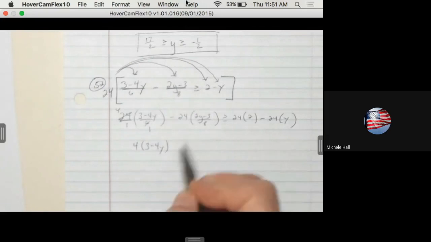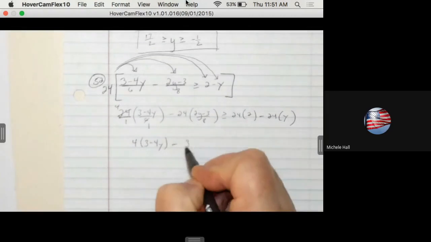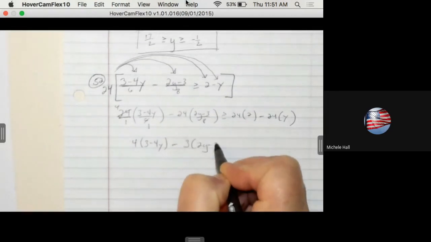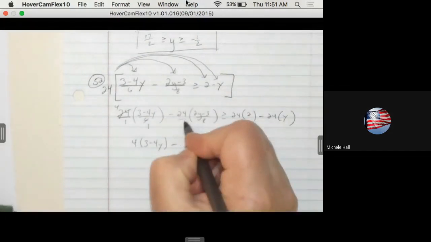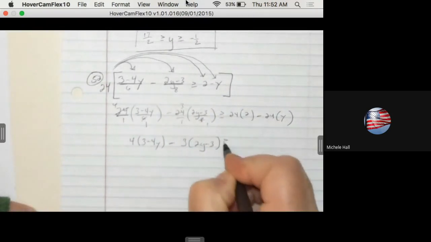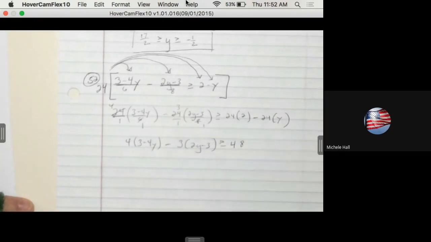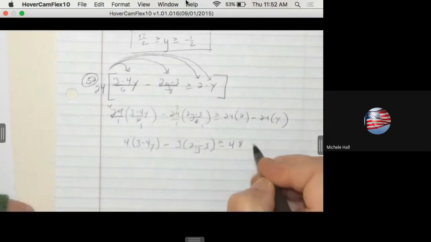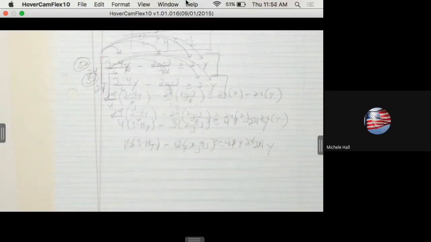The next one says minus, well, what's 24 divided by 8? 3 times the numerator. You have to multiply by whatever's left in the numerator. Or you can see the cross canceling here, 1 and 3, and then double 24, and then negative 24 times y is just negative 24y. And now you're left with no fractions.